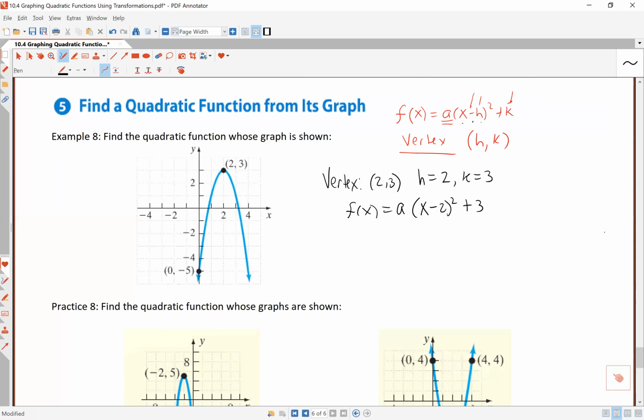It's easiest to find a just by finding a point that the graph goes through. We see that f of 0 must be negative 5. That right there is going to determine what a is. So f of 0 is a times 0 minus 2 squared plus 3, and that's supposed to equal 5. So 5 minus 3 is 2, and negative 2 squared is 4.